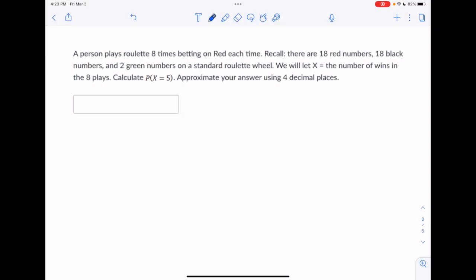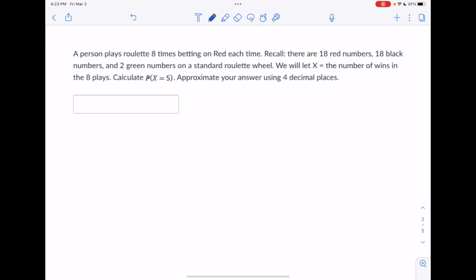This one is from section 5.5. A person plays roulette 8 times, betting on red each time. Recall there are 18 red numbers, 18 black numbers, and 2 green numbers on a standard roulette wheel. We will let x equal the number of wins in the 8 plays, and we want to calculate the probability that x equals 5 and approximate our answer using 4 decimal places.